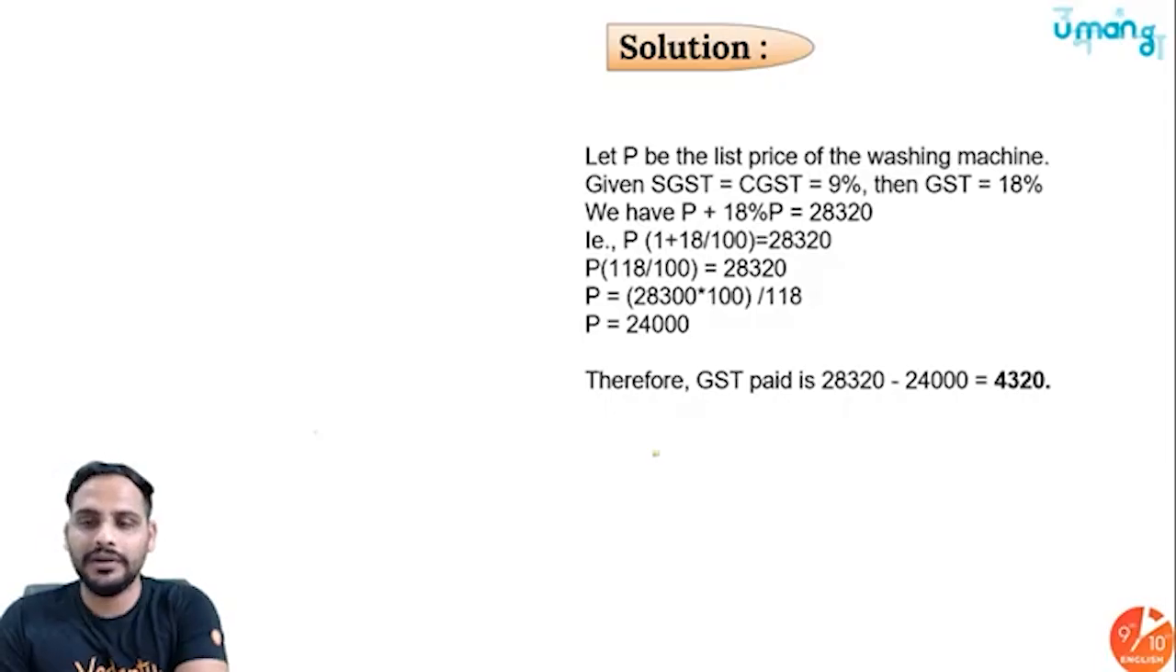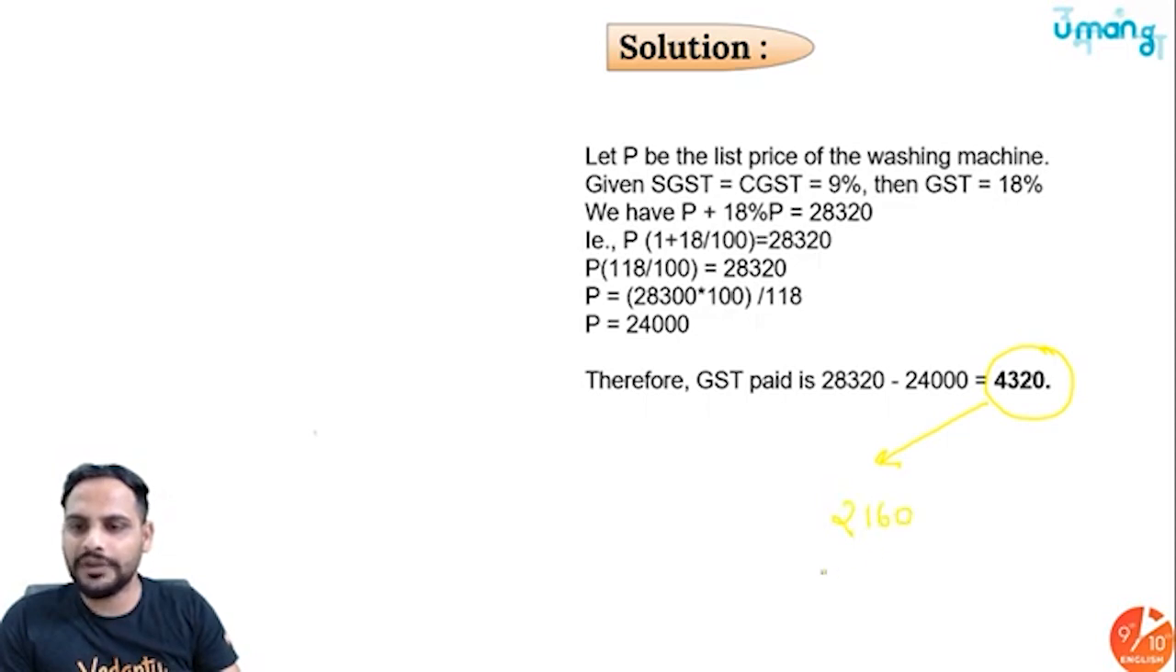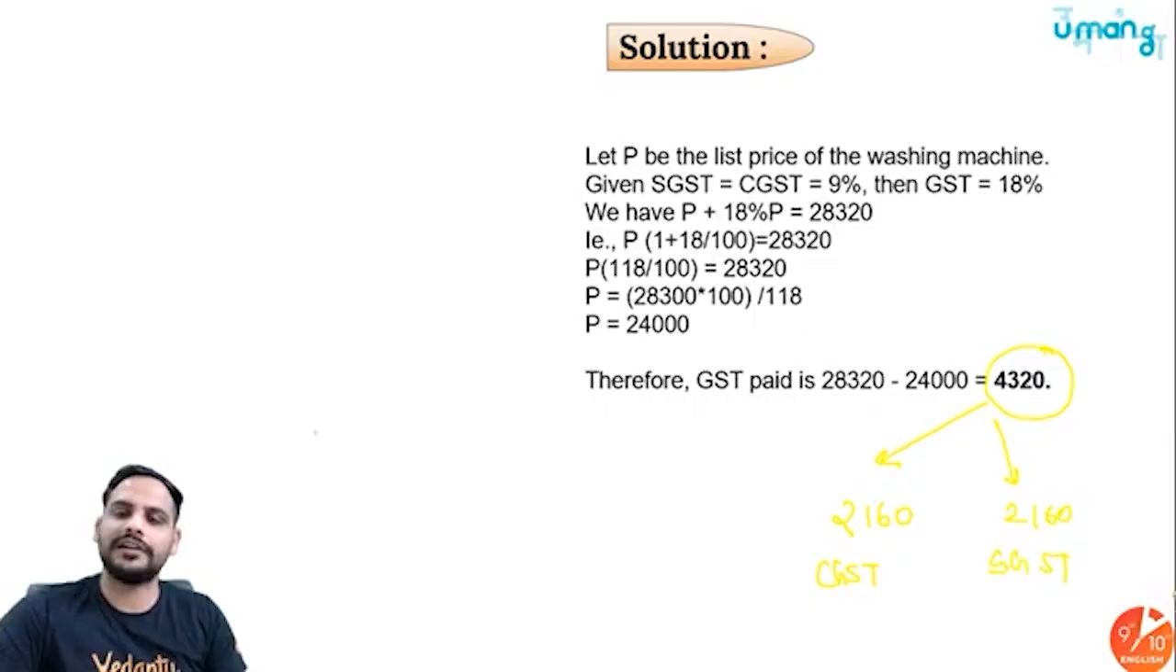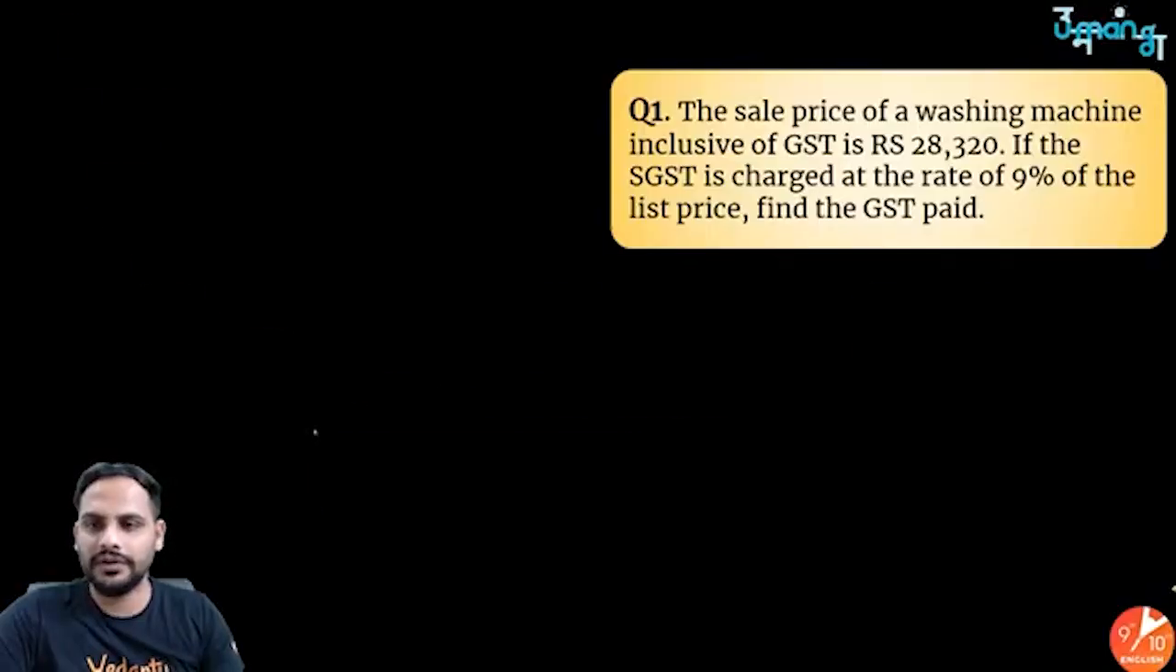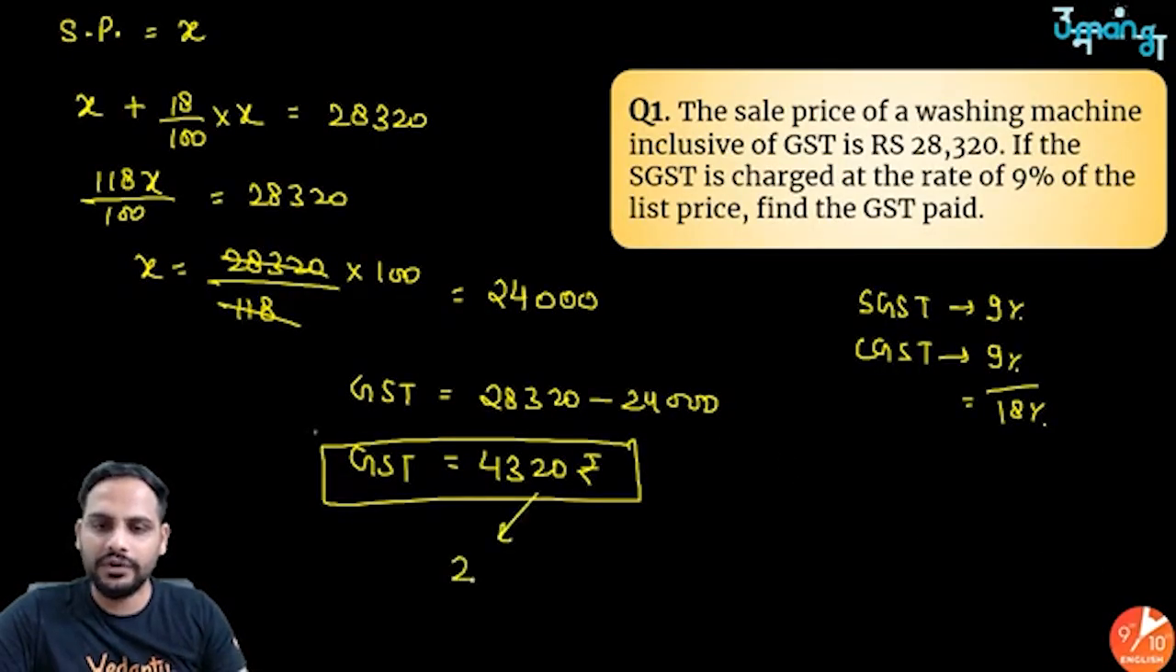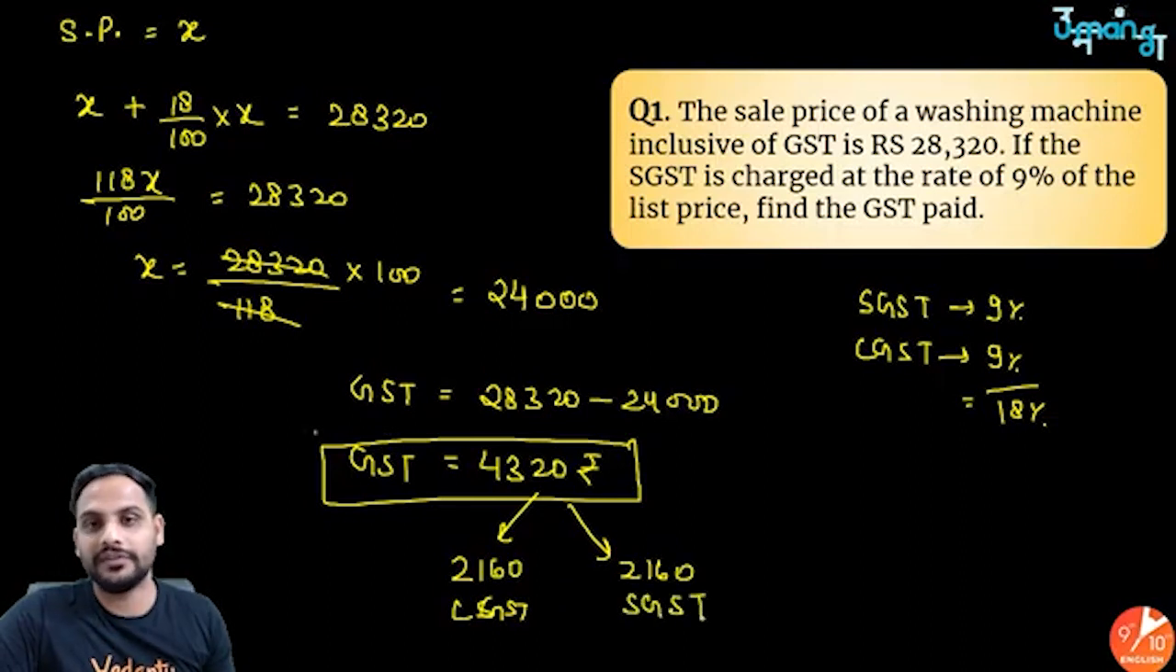Now remember, for the previous question, out of this 4,320, I can say, sir, 2,160 rupees will go under CGST and 2,160 rupees will go under SGST. Both will be exactly the same. Out of this, 2,160 will be under CGST and half, 2,160, will be under SGST. Remember this thing.